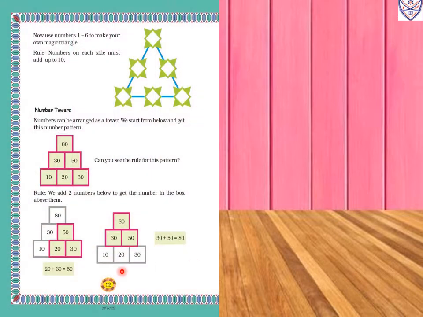Now page number 112. Now use numbers 1 to 6 to make your own magic triangle. Rule: numbers on each side must add up to 10. Now here we have to use numbers 1 to 6, and each side, each line we add, that will give us 10. So how will we write?